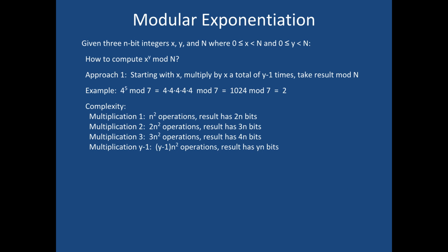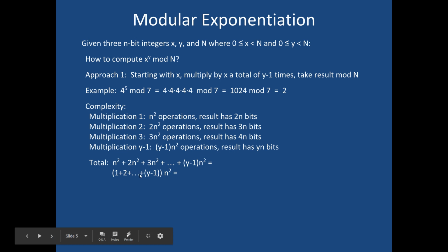Okay? So let's focus on that number, (y minus 1) times n squared. Let's add all the numbers up. N squared plus 2n squared plus 3n squared up to (y minus 1) n squared. What's the answer? It's n squared times the sum 1 plus 2 plus 3 up to y minus 1, right? So what's the sum of the first y minus 1 integers? Yeah, y times (y minus 1) over 2. That's our familiar formula.